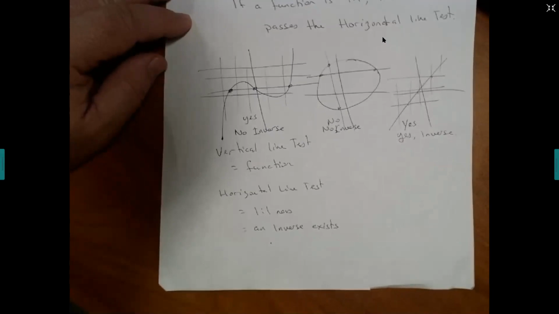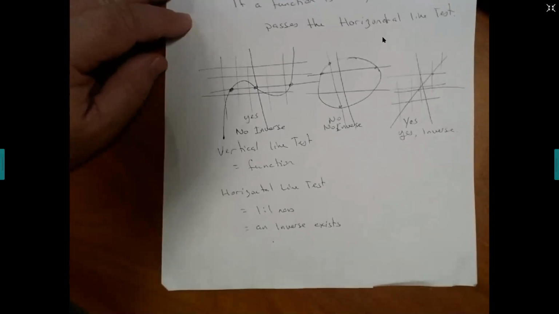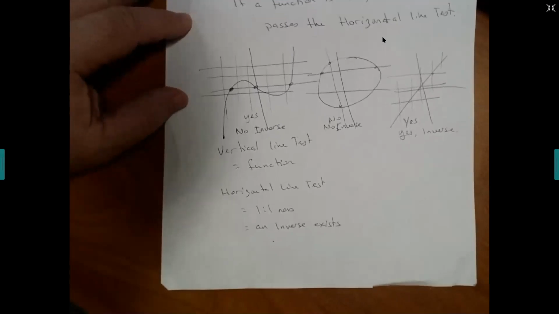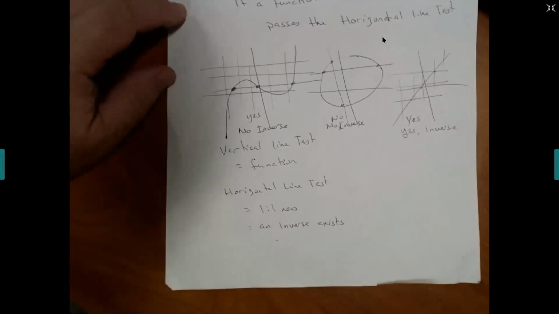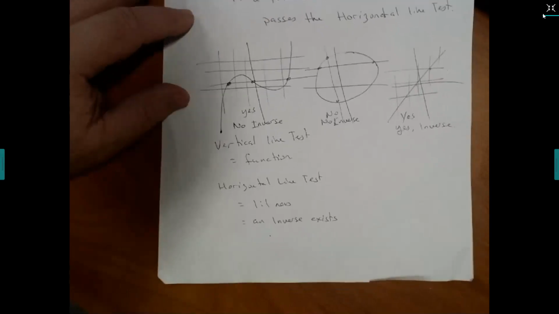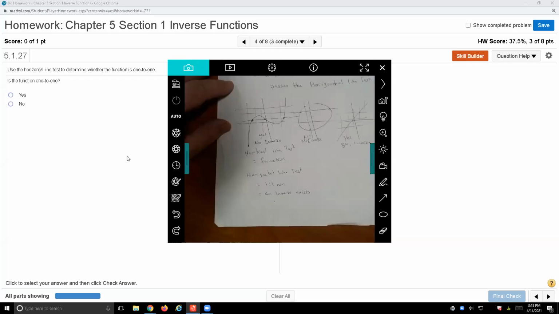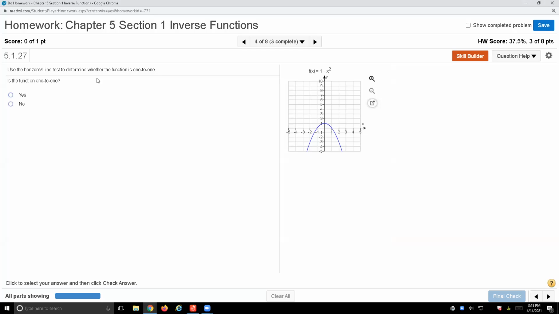So you can have a function, but it doesn't necessarily fit the one-to-oneness, which means you can't find an inverse for it. So let's go back to our question. Use the horizontal line test to determine: is it one-to-one? No, because if I draw a horizontal line here, I hit more than once.